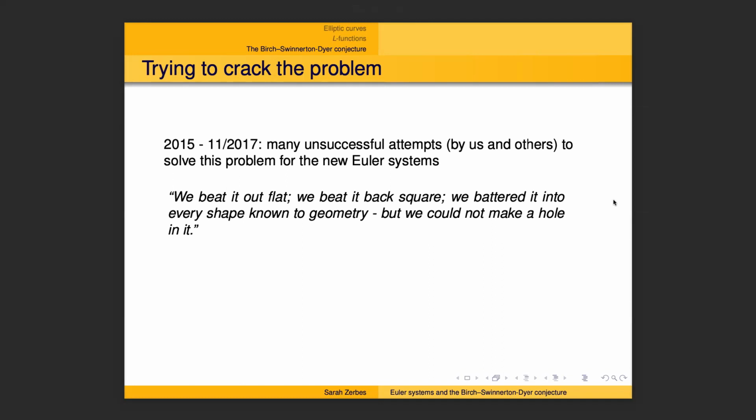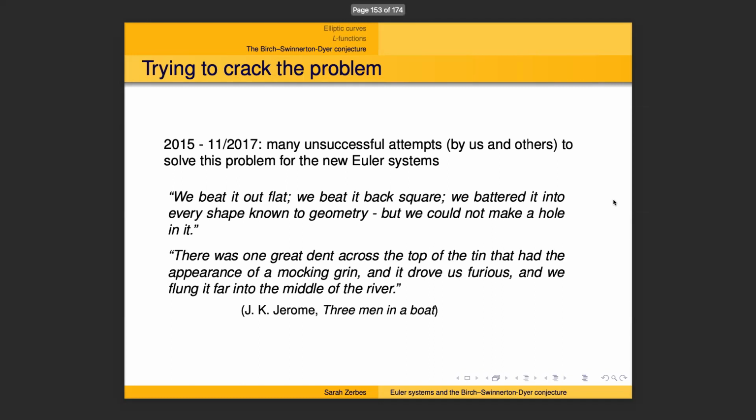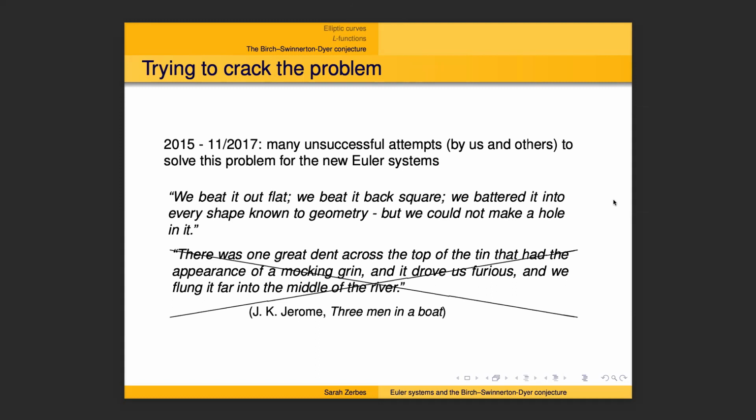So the story continues as follows. There was one great dent across the top of the tin that had the appearance of a mocking grin, and it drove us furious, and we flung the tin far into the river. And trust me, we were very, very close to that point on many occasions. But then a miracle happened.